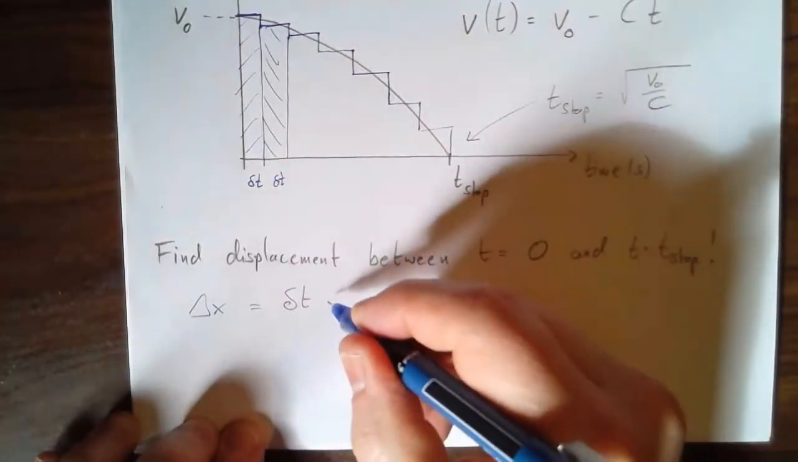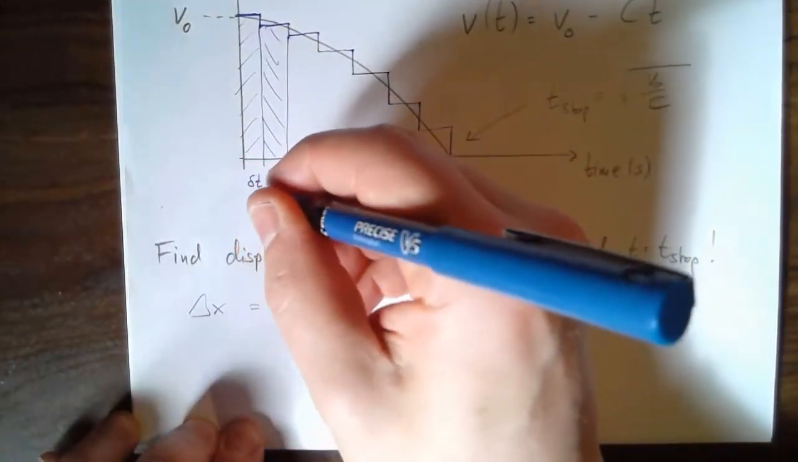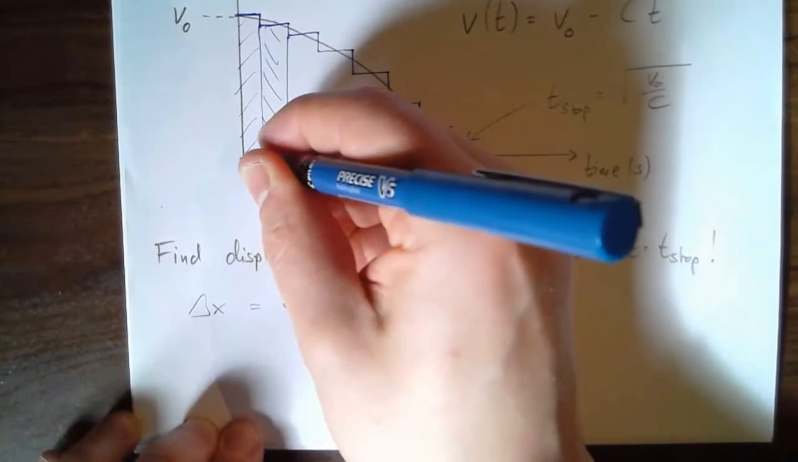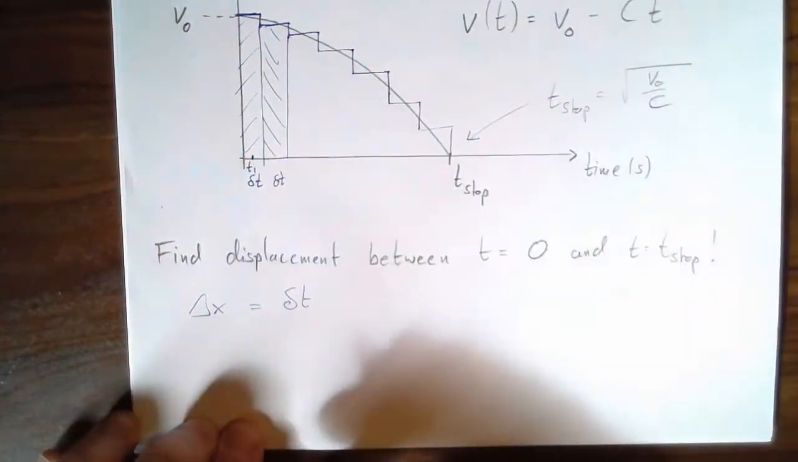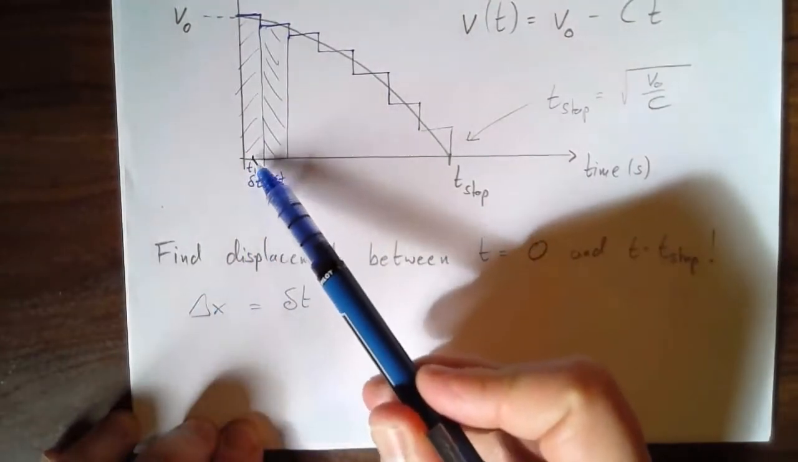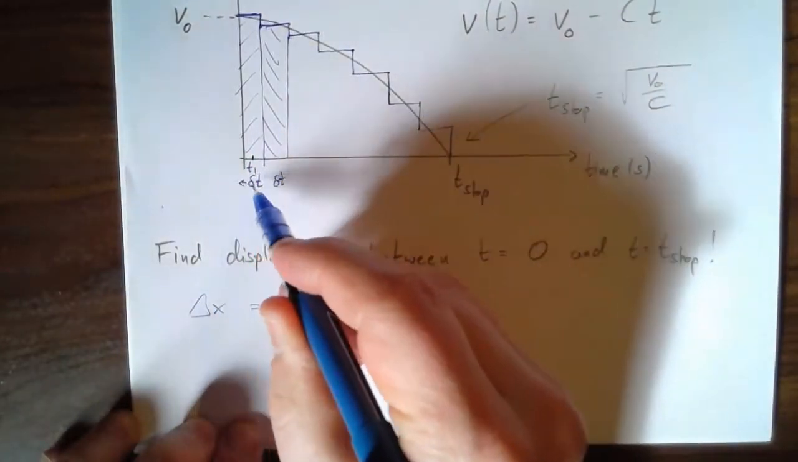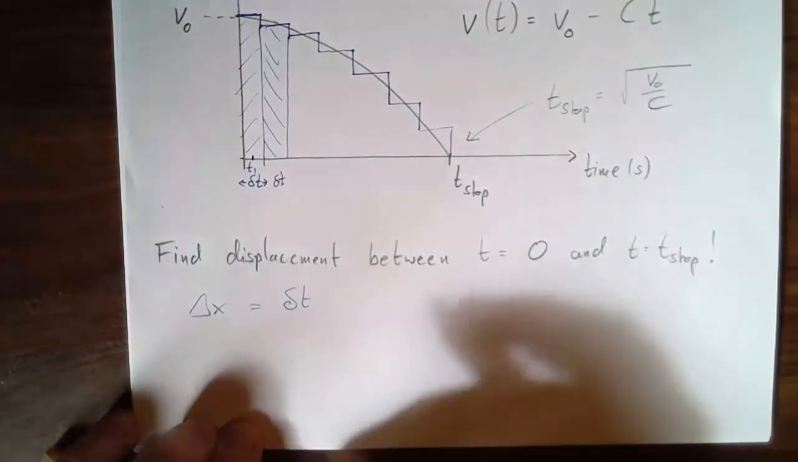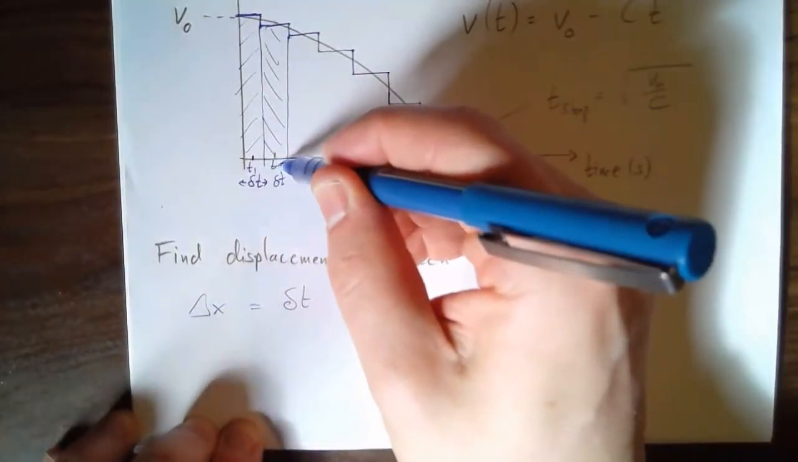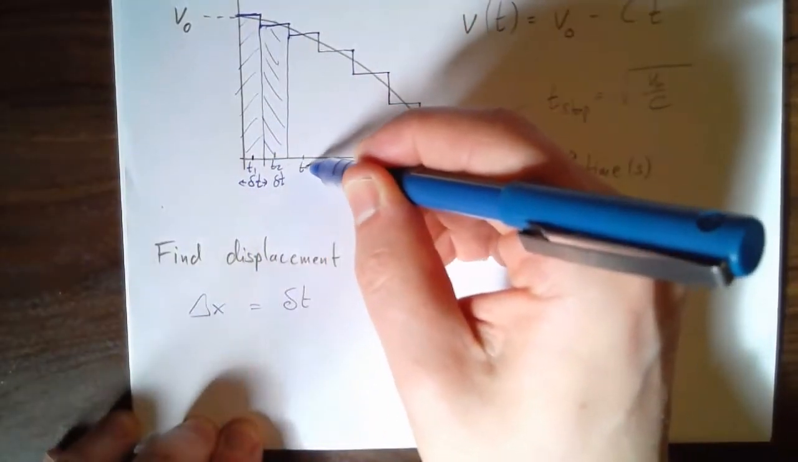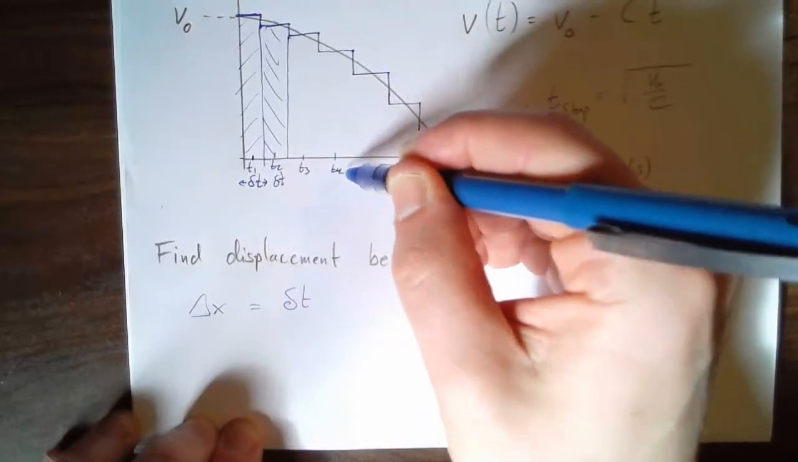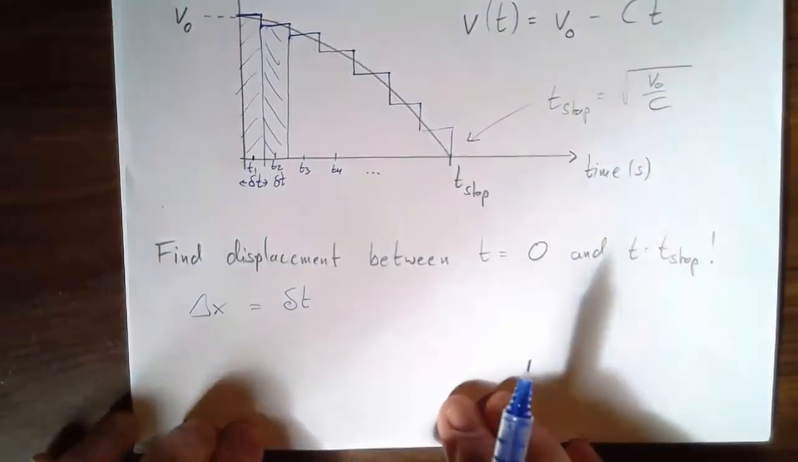Delta t, let's call this chunk, let's call this time at which this happens, t1. So I'm going to squeeze this in here, right? This is the time t1. The width of this is delta t. This is time t2. This is time t3. This is time t4, and so on.